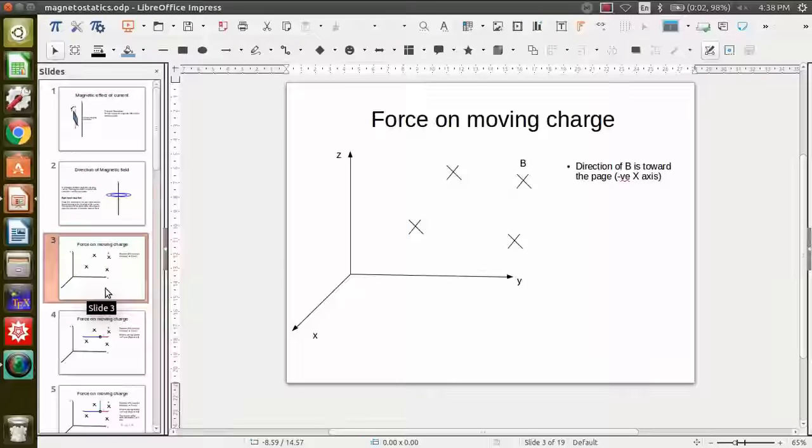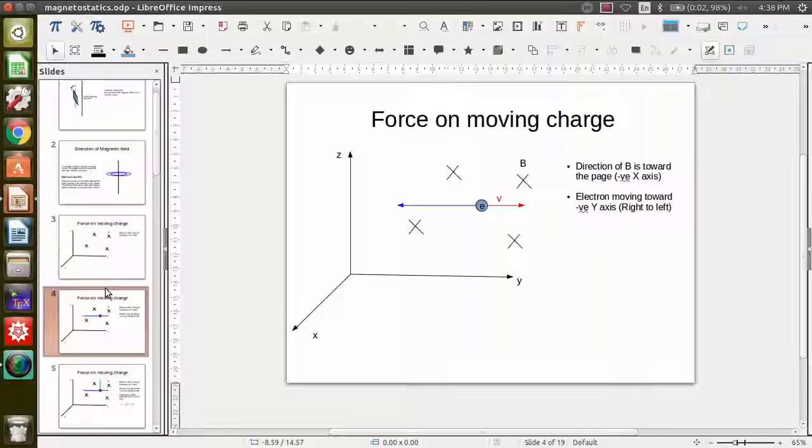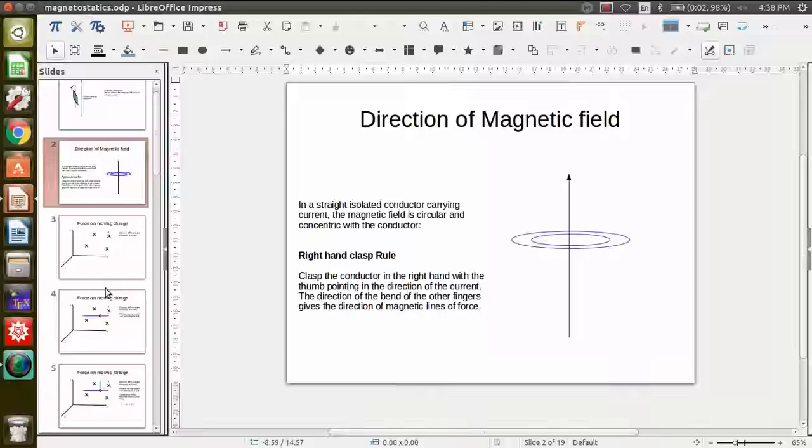So this is my second lecture for magnetostatics. Till now, what we have studied is that moving charges produce current, which in turn gives you a magnetic field, and we have found the direction of this magnetic field by using the right hand grip rule.